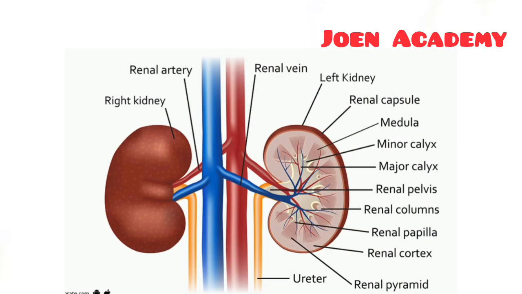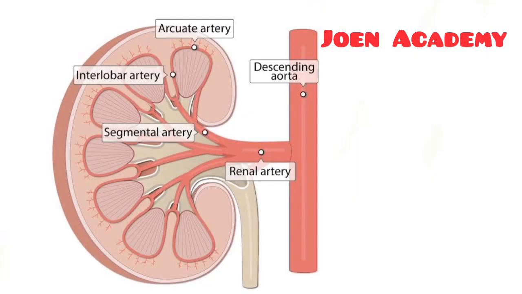The journey begins with the renal artery, which branches directly off the abdominal aorta, the body's main artery. As the renal artery approaches the kidney, it enters through the hilum and then begins to divide into smaller and smaller arteries, much like the branches of a tree, to ensure blood reaches every part of the organ. Once inside the kidney, the renal artery divides into segmental arteries. Each segmental artery then branches into interlobar arteries, which travel through the renal columns between the renal pyramids.